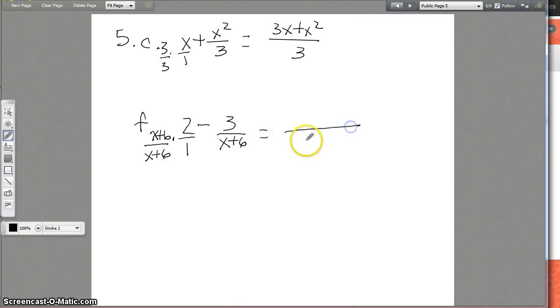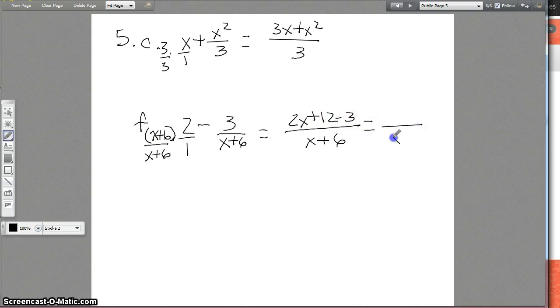And then we're going to write that as a fraction with the common denominator of x plus 6. So we need to multiply x plus 6 by 2. The whole thing, x plus 6, has to be multiplied by 2. So x times 2 is 2x. 6 times 2 is 12. And then we're going to subtract the 3, minus 3.